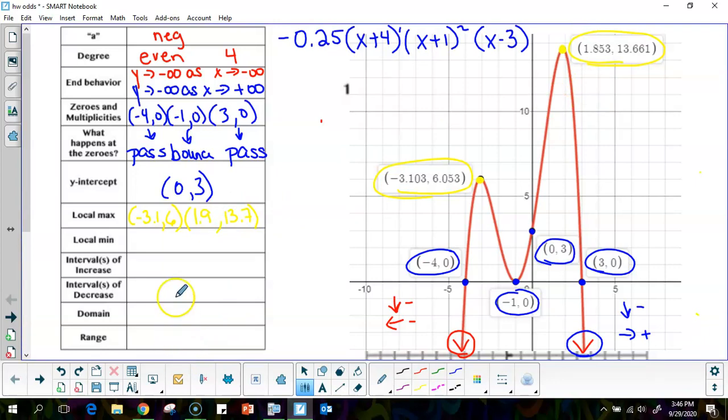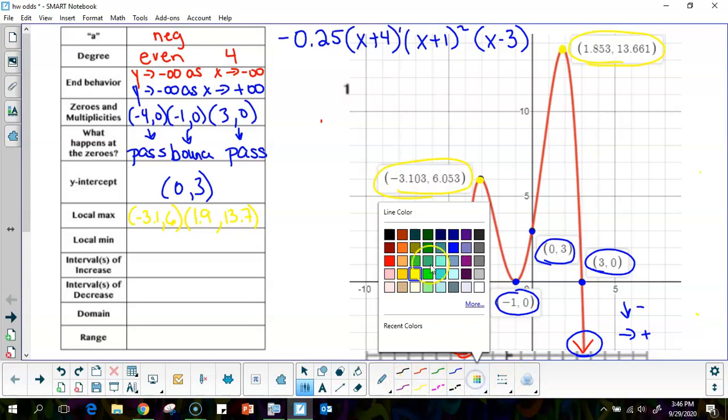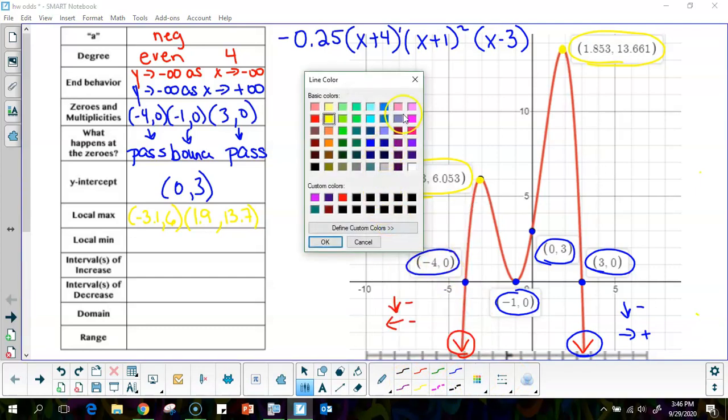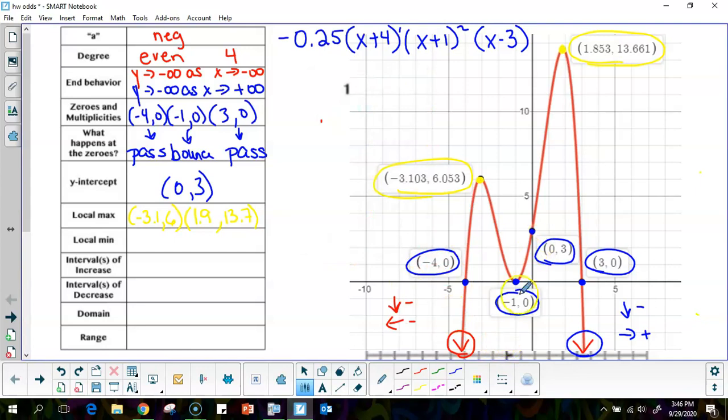My local min is a turning point at the bottom of the graph. Let me see if I can get a good color here. I don't like those. Let's get that pink right there. Okay, my turning point at the bottom of the graph, there's one of them. It's right there. So that is this point right here. So one of my x-intercepts, one of my roots, is also a local minimum. So I would list that as -1, 0. So you can have a root or an x-intercept that is also a local minimum or maximum.